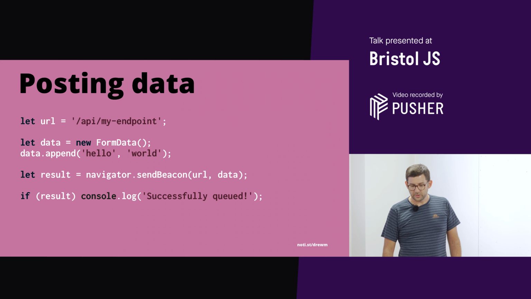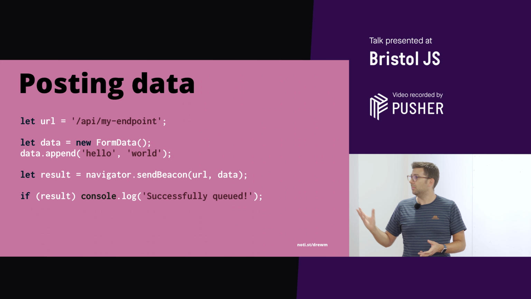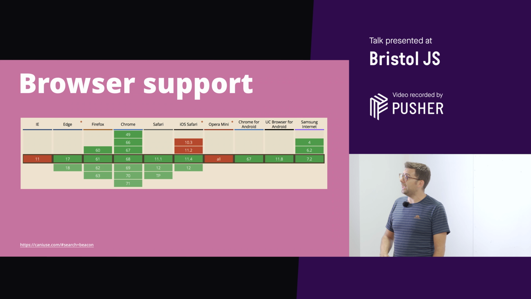So I might set up something like this. Here's my URL. I'm going to create some data, which is a new form data, then give it hello and world. Then just pass that in, navigator.sendBeacon to this URL. Here's the data. And I find out if it's been queued or not. And as far as my server's concerned, that'll just come through as if it were a form posted. So there'll just be post variables. I'll get the variable hello is equal to the value of world. So really easy.